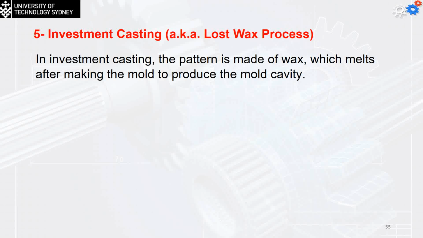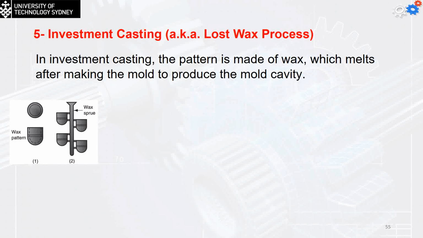The investment casting is something similar to the evaporative foam casting, but in this case we are going to use wax instead of foam. So let's see how this process is going to happen. In investment casting, the pattern is going to be made of wax, which is going to be melted after making the mold to produce the mold cavity. So we're not going to leave the pattern inside, we're going to melt it and reuse the wax once again.